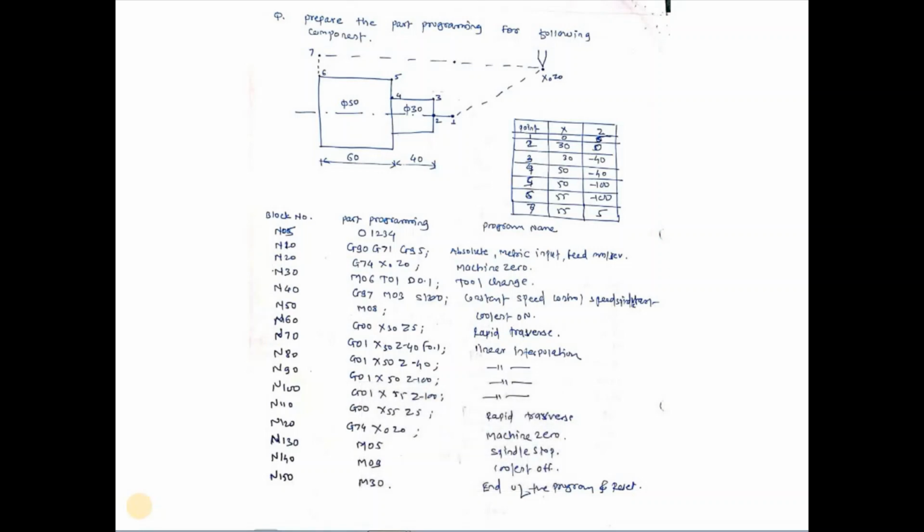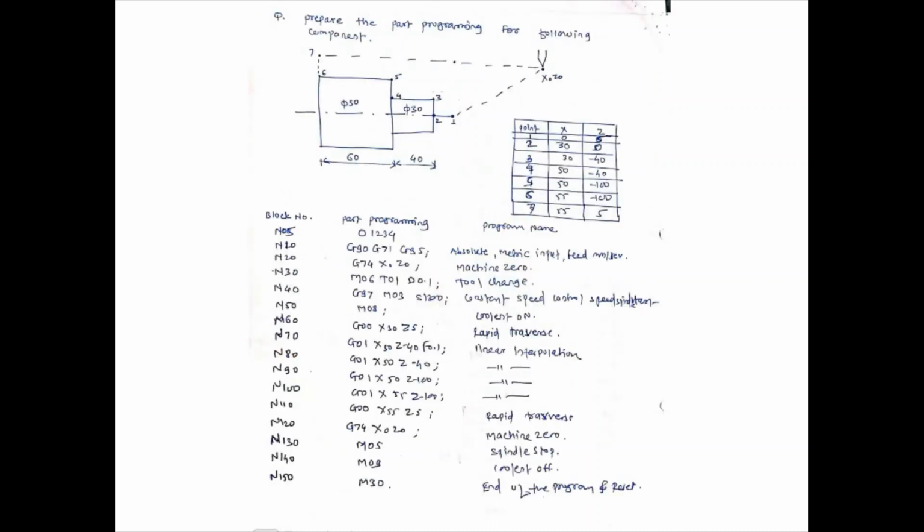In the last lecture we saw simple programming using G code and M code. Today we will see the next program, the same kind of problem as yesterday. You just have to look at the program figure, prepare this table from that figure, and from the table go for the simple programming as in the previous one.